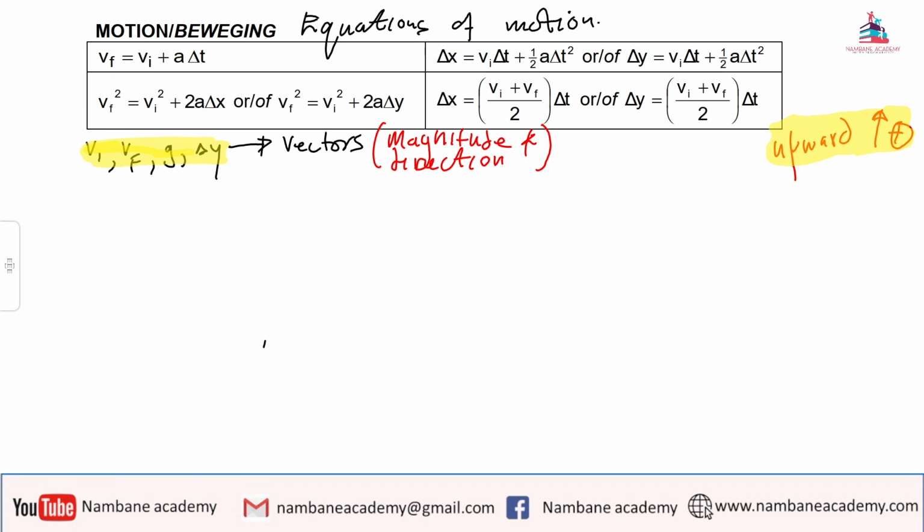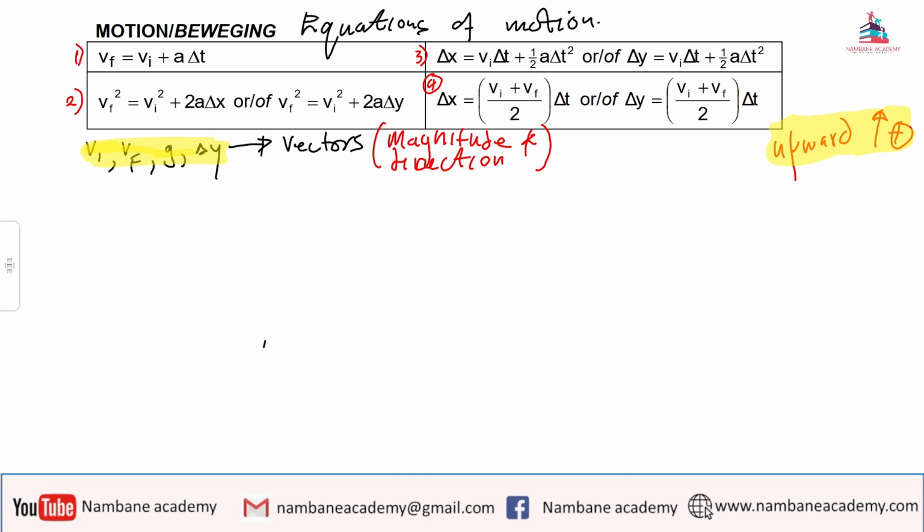This is the approach that assisted me to make things easy, even when I get a high level of complex question. The fact that I choose upward as positive, I saw that everything becomes nice and easy for me. So when I have VI, VF, G, and delta Y, the choice of direction is very important. I'm going to number these equations: this one is equation 1, this one is equation 2, this one becomes 3, and this one becomes 4. I want us to shift the focus to equation number 4.